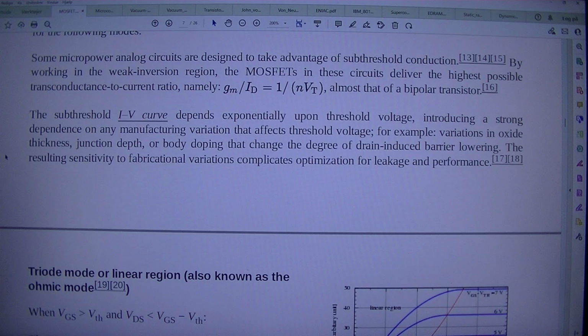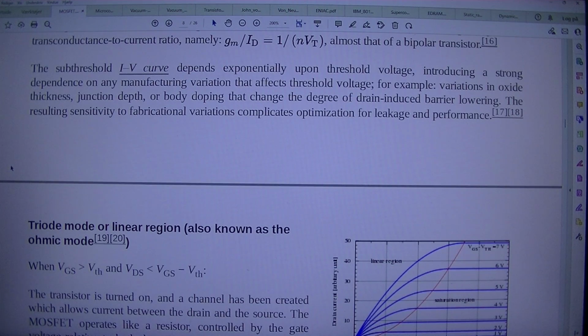The subthreshold IV curve depends exponentially upon threshold voltage, introducing a strong dependence on any manufacturing variation that affects threshold voltage. For example, variations in oxide thickness, junction depth, or body doping that change the degree of drain-induced barrier lowering. The resulting sensitivity to fabrication variations complicates optimization for leakage and performance.